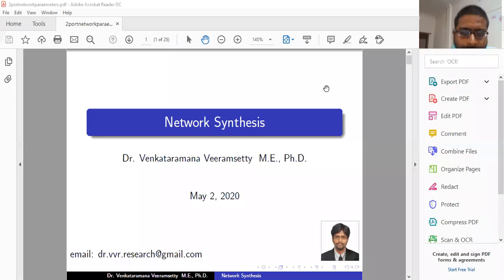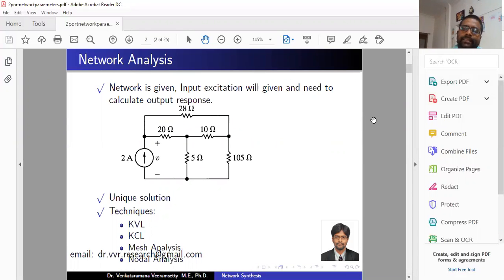Yeah, right. So let us talk about the last unit, network analysis, and now network synthesis. We will discuss first what is the difference between network analysis and network synthesis. Let us slowly move into the content of the network synthesis. So what is the main difference between network analysis and network synthesis?